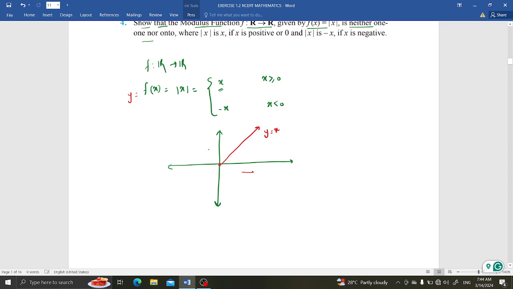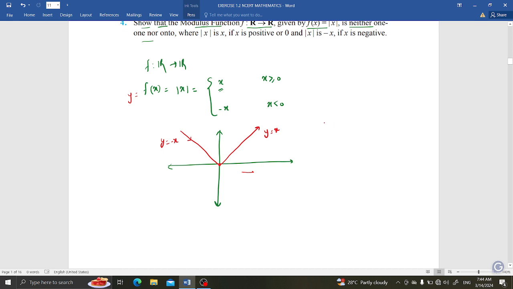This I assume is y, and here we have the same thing, that is y equal to minus x line. Okay, we observe that here, and at 0 we get 0, same thing.